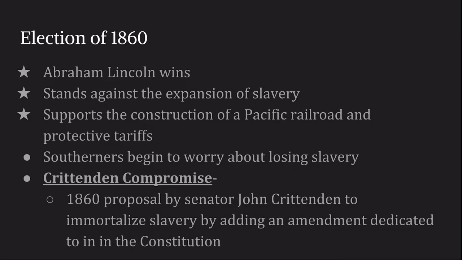So, a year later, election of 1860, Abraham Lincoln wins. He stands against slavery. He wants to construct a Pacific Railroad and make protective tariffs. Southerners are worrying about slavery. They're scared. The Crittenden Compromise is proposed because of this, trying to protect slavery by adding an amendment dedicated to it in the Constitution, which is basically nationalizing slavery. That did not work.